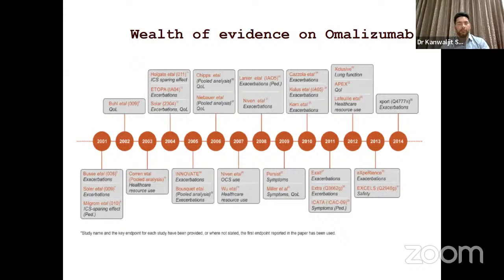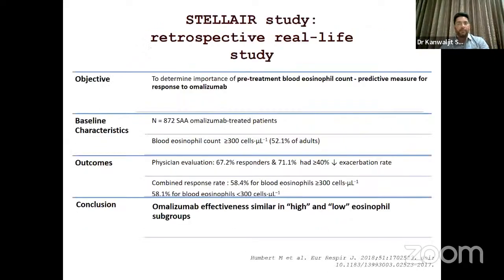So this is the flow chart showing various studies that were done for omalizumab. There was the STELLAR study done for omalizumab. Its objective was to determine the importance of pre-treatment blood eosinophil count as a predictive measure for response to omalizumab. It includes 872 patients of severe allergic asthma. Having blood eosinophil counts more than 300, there were 52.1% of the total individuals that had an eosinophil count of more than 300.